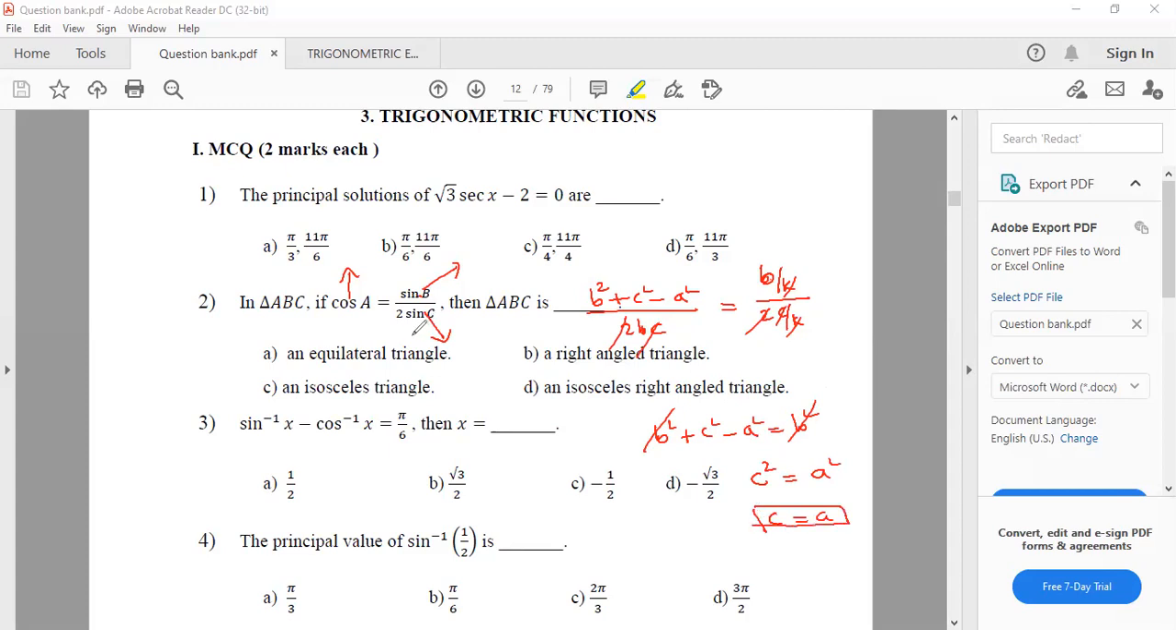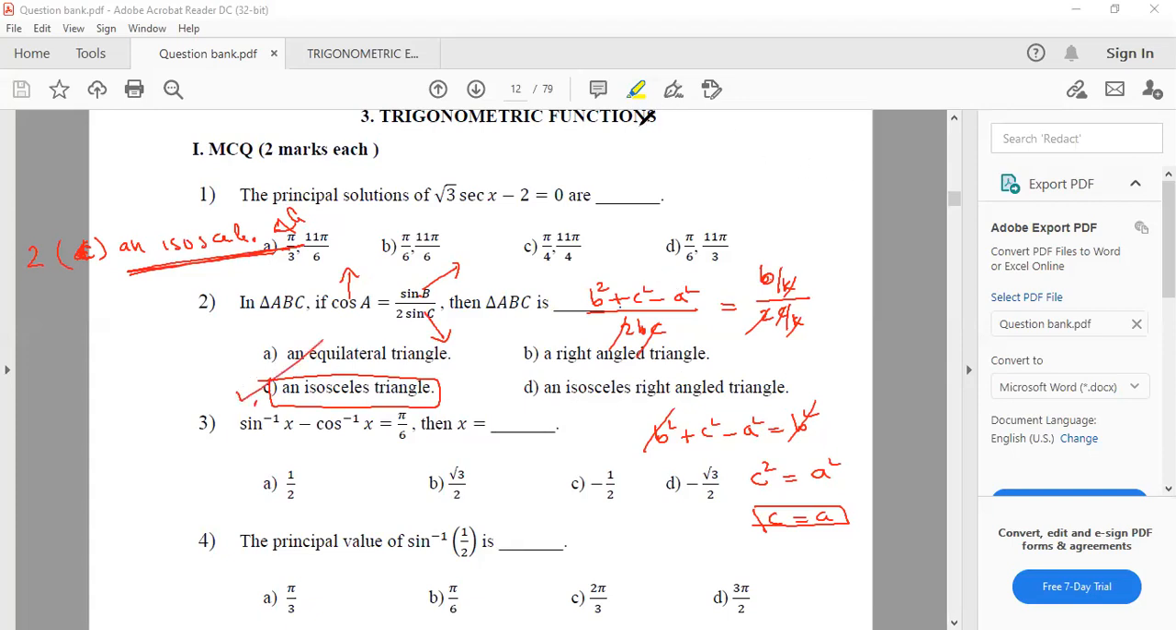Isosceles. So if C is equal to A, what can you say? Isosceles. How will you write your answer? An isosceles triangle. You will write the whole thing. No need for any calculation. If you remember, you can directly put isosceles like this.